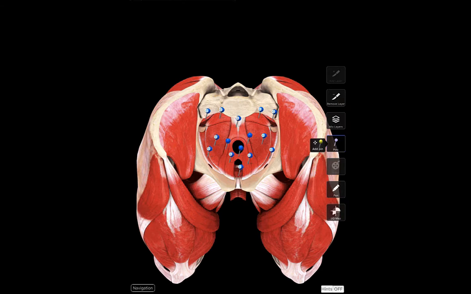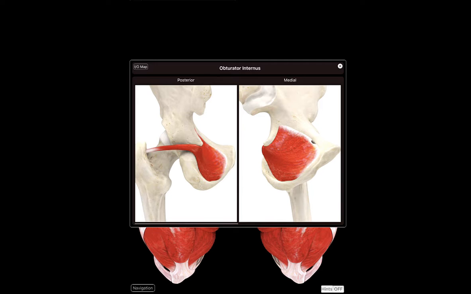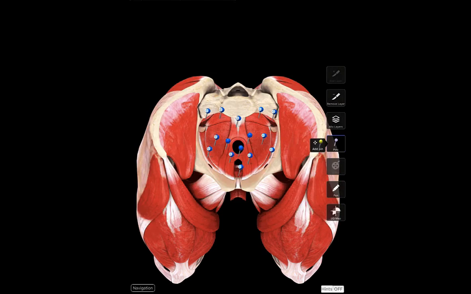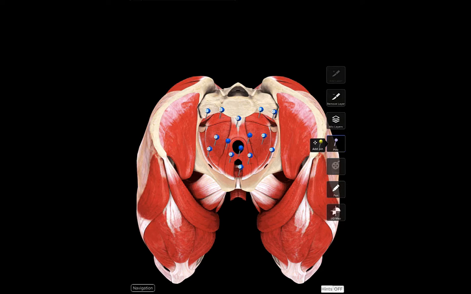Right next to that is the obturator internus. If you remember from our hip, the obturator internus would be right there at that obturator foramen in the hip, in between that pubis and the ischium. Look at that origin and insertion. It's such a cool muscle. You can't really see it well in this diagram, but it actually inserts there at the greater trochanter. For the purposes of this diagram, the obturator internus is right there.